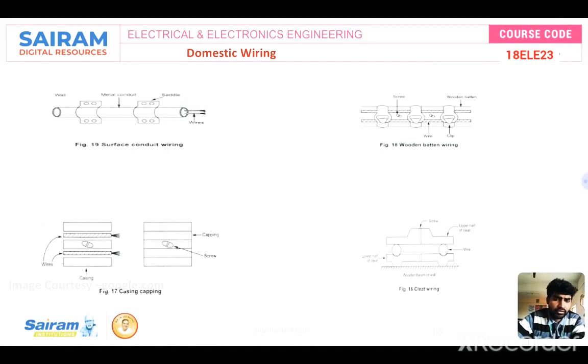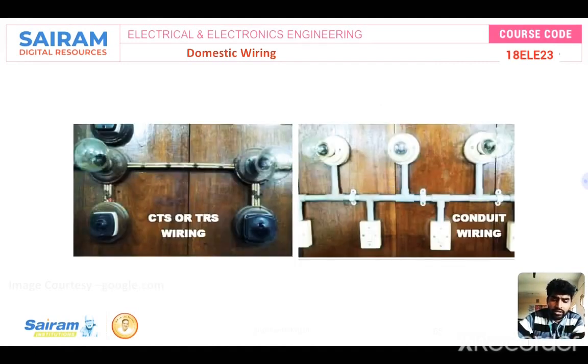These are the types of wiring: one is surface conduit wiring, another one is wooden batten wiring, casing capping, and cleat wiring. These are the types of wiring, okay? This photo I have taken from the age-old days. In temples and similar places, they used to keep this type of wiring system. If you visit Tirupati or any other old temple or old houses, you can definitely find this type of wiring system. This is also one type of wiring, open conduit wiring.